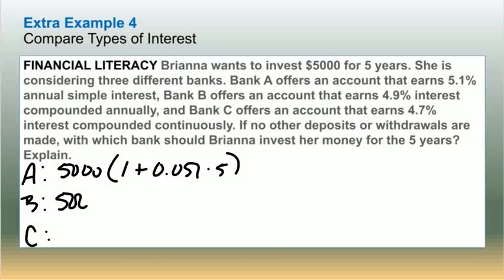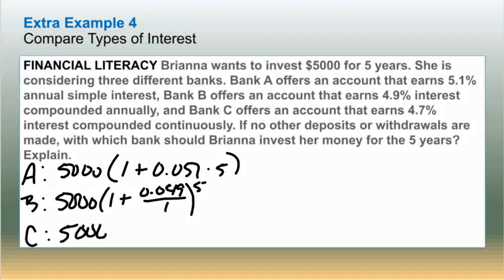Bank B is 5,000 times (1 plus 0.049) divided by 1, raised to the 5th power. And the last one would be 5,000 e raised to the 0.047 times 5. So grab our calculators.